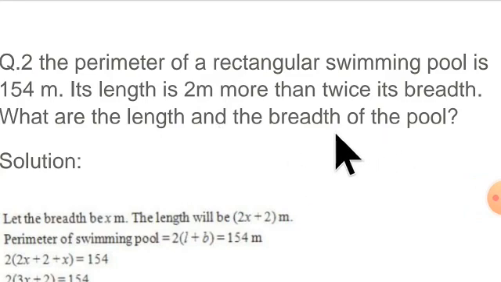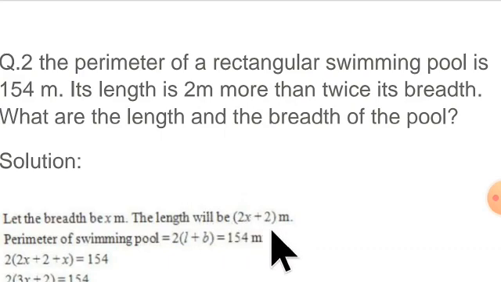Now here we have to suppose for breadth. So let the breadth be x meter. Now what is given? Length is 2 meter more than twice its breadth. So twice means 2x, and 2 meter more means plus 2. If it is given more, we will plus 2. If it is given less, 2 meter less, we will minus 2. So here it is given 2 meter more. So we will take 2x plus 2. So length will be 2x plus 2.